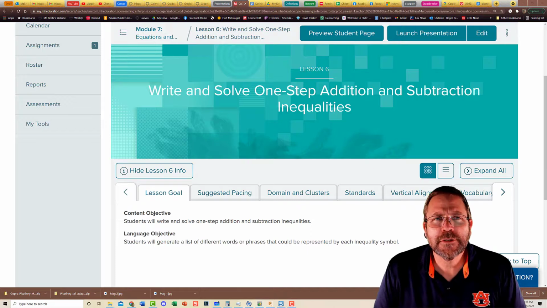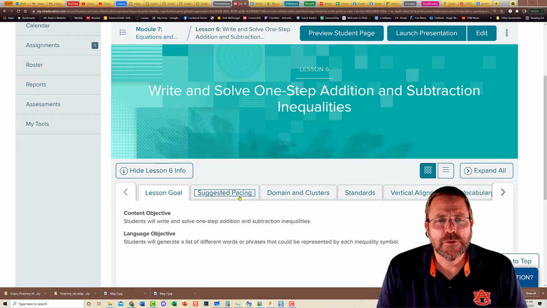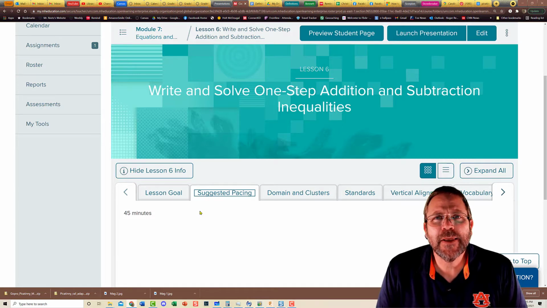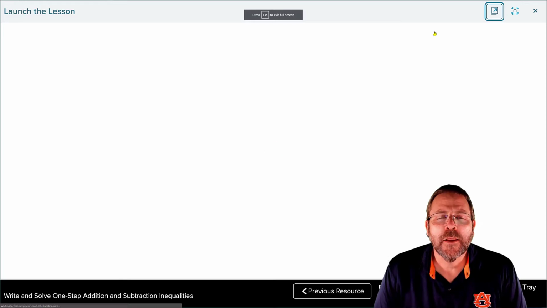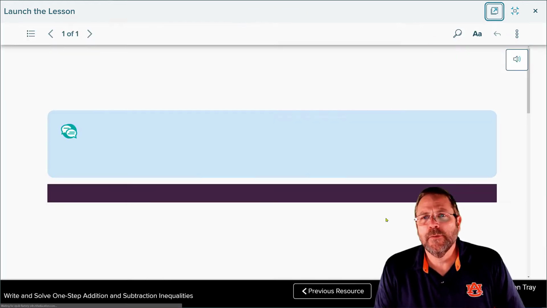Module 7, Section 6 finally gets us to something that's going to be a shorter lesson in this module. It is to write and solve one-step addition and subtraction equations. According to the pacing guide, this is going to be a mere 45-minute lesson. We're talking a single day. It's nice and refreshing after some of the more intense things we've had to do lately.